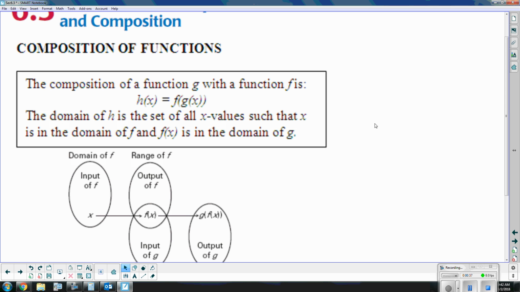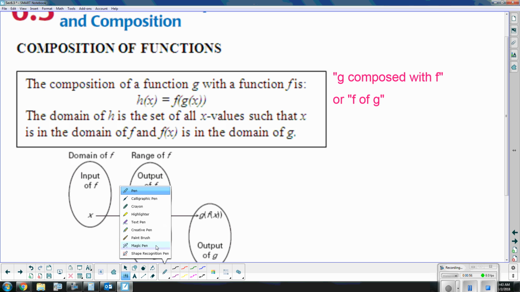So if you look at the definition of composition, which we defined last lesson, the composition of function g with function f, or we could say g composed with f, we could also say f of g. And we write it f of g of x. So the domain of that composition of the function is the set of all the x values where x is in the domain of f and f of x is in the domain of g.